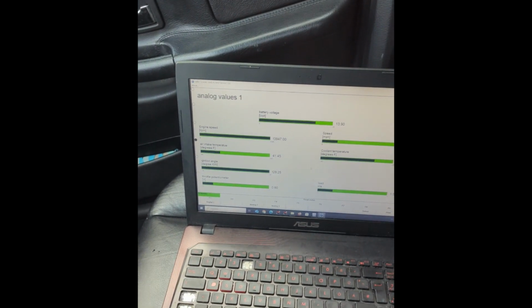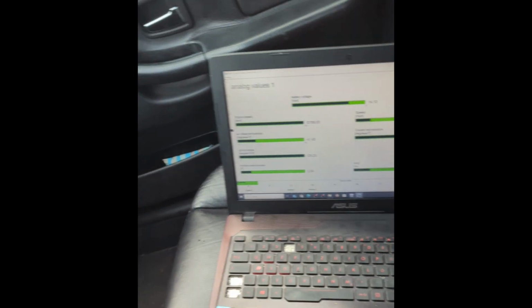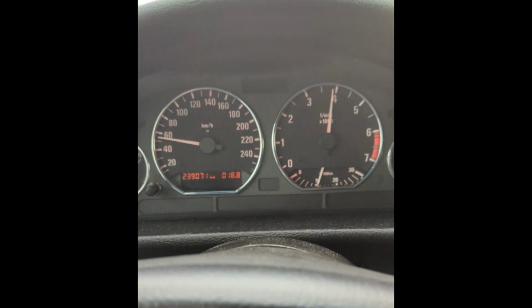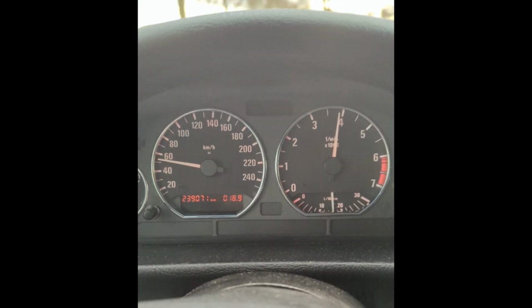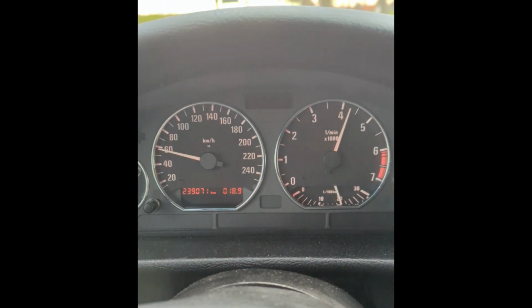All right, just driving now. Unfortunately, I cannot log, I have to use INPA, but I think I found the rev limiter by changing those 5-6 values by default. So this is what it's like.